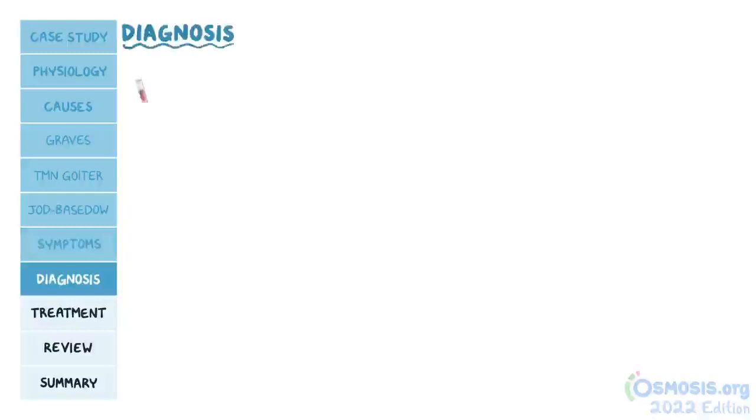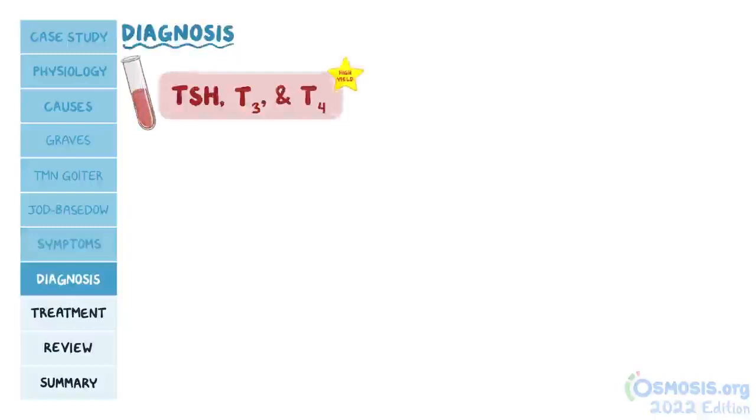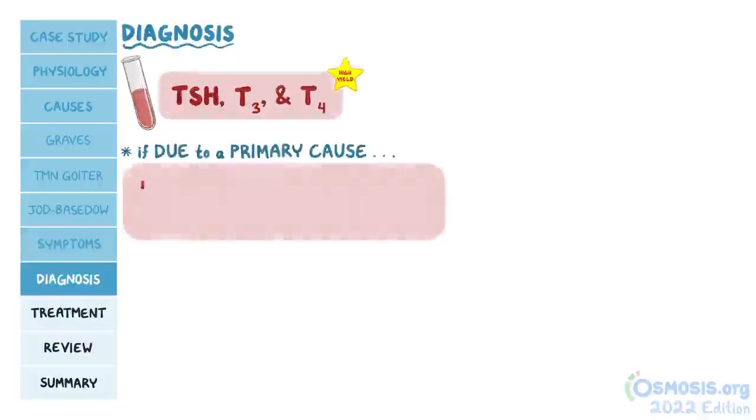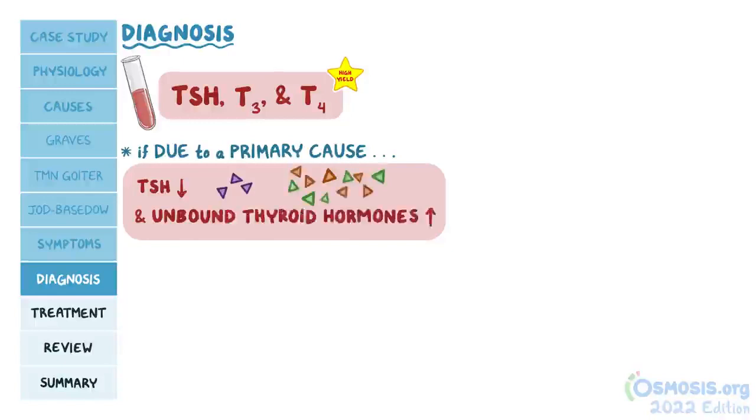Diagnosing hyperthyroidism is done by measuring blood levels of TSH, T3, and T4. If it's due to a primary cause, TSH will be low, and unbound thyroid hormones will be high. This should be one of the first things you consider when you encounter a hyperthyroid problem on your tests.